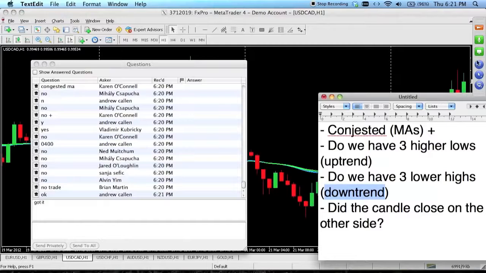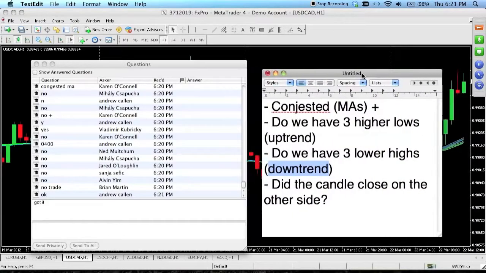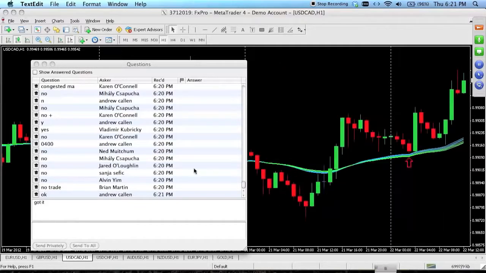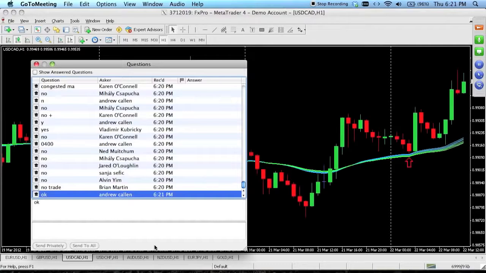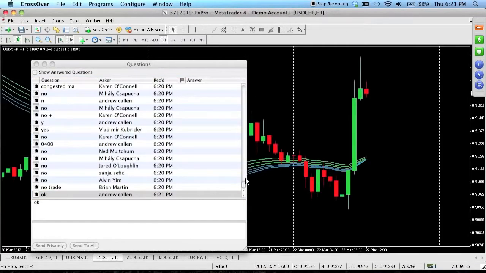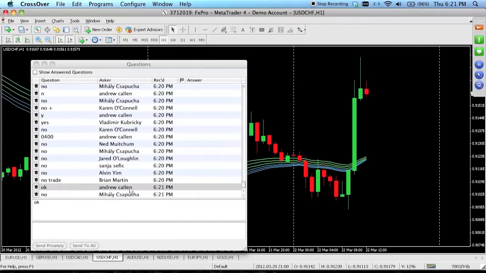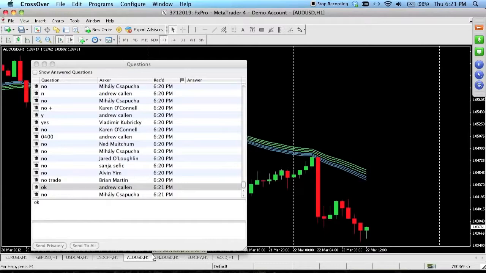Again, these rules are very important, and once you guys have this on YouTube, or if you want to take a screenshot or write this down, you are welcome to do that. So let's move on. Let's take a look at US dollar Swiss franc. Any trades today? No. Okay, good. Aussie dollar. Any trades?